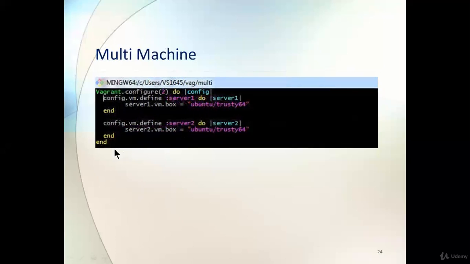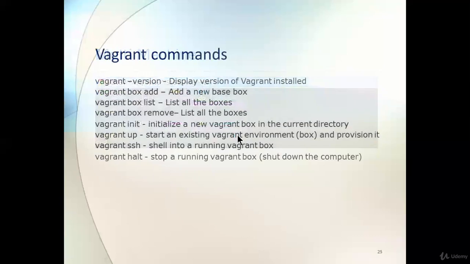So if you need 3, you can write another set here: config.vm.define server 3 do server 3, and after that server3.vm.box equals the operating system name. It can be any name, for example centos/7. It will install CentOS 7. All right. So these are all commands we can run on Vagrant.